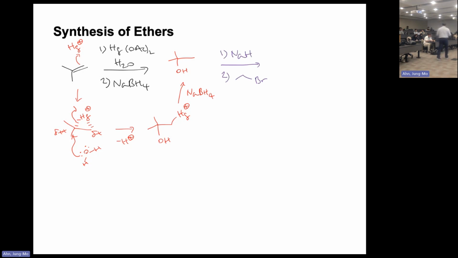can do the Williamson ether synthesis, which is nothing but starting with an alcohol, you deprotonate the hydroxyl group of the alcohol by a base, a strong base, like sodium hydride or sodium metal. That will make an alkoxide as a nucleophile. And if you treat it with an alkyl halide, it's going to make an SN2 reaction. And that way, you are creating ethers. So that is the Williamson ether synthesis.